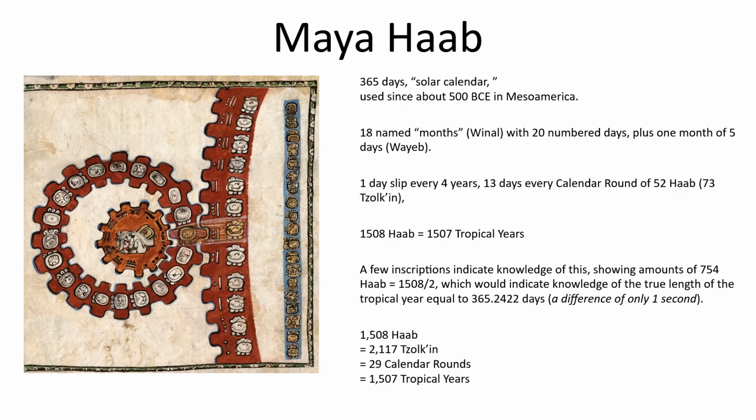And it turns out that it's an interesting day: 13 days slip between this tropical cycle and the Haab cycle during one of those 52 Haab periods. And 13 is a very special number for the Maya. And so some modern Maya people have decided that they will actually insert into their calendars a special 13-day Wayeb that will reset the tropical cycle. And it's actually pretty accurate to do that.